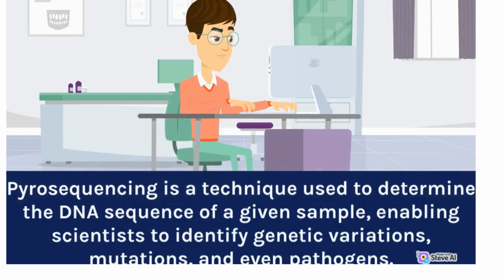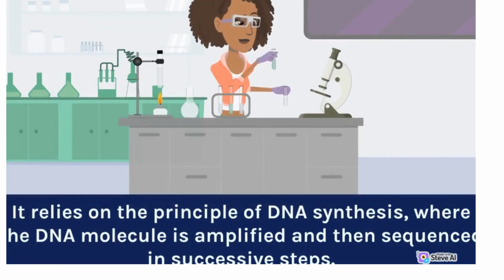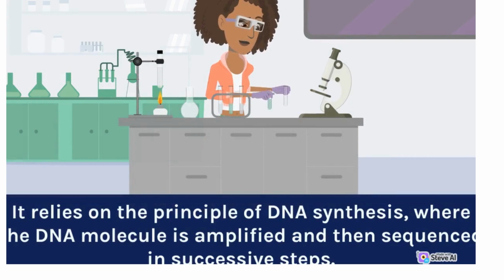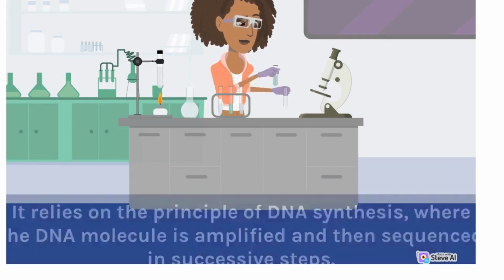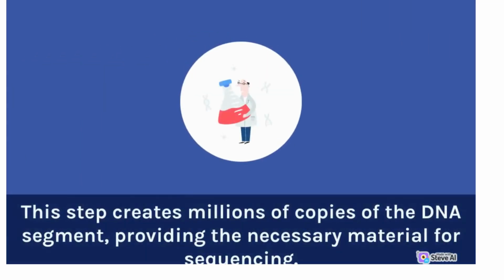Pyrosequencing is a technique used to determine the DNA sequence of a given sample, enabling scientists to identify genetic variations, mutations, and even pathogens. It relies on the principle of DNA synthesis, where the DNA molecule is amplified and then sequenced in successive steps. The process begins by extracting the DNA from the sample of interest, followed by amplification using a technique called polymerase chain reaction, PCR. This step creates millions of copies of the DNA segment, providing the necessary material for sequencing.